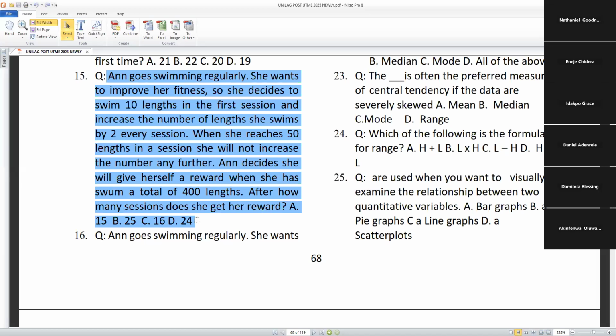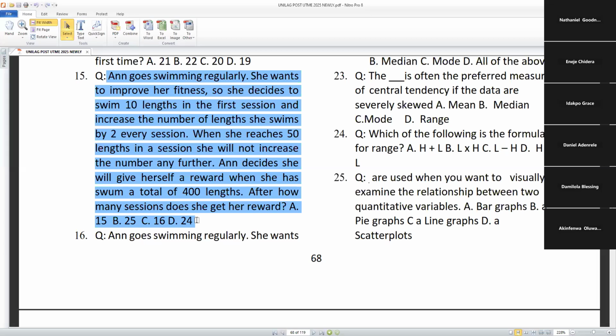Anne goes swimming regularly. Are we together? Yes, sir. She wants to improve her fitness, so she decides to swim 10 lengths in the first session. We have it on the board here. Are we good to go? Yes, sir. And increase the number of lengths she swims by 2 every session. We have it on the board here. Are we good to go? Yes, sir.